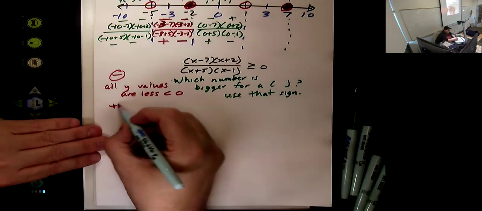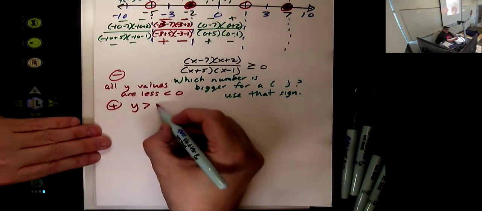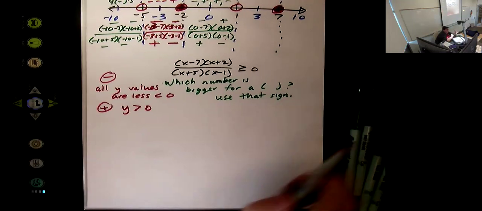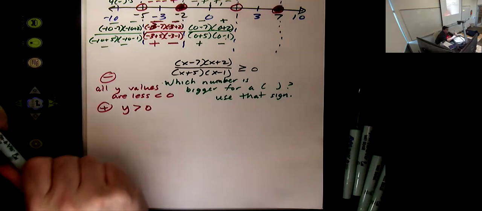And positive regions, their y values are all greater than 0. We'll throw this on Desmos afterwards and look at the graph and see that whatever we come up with should be true.